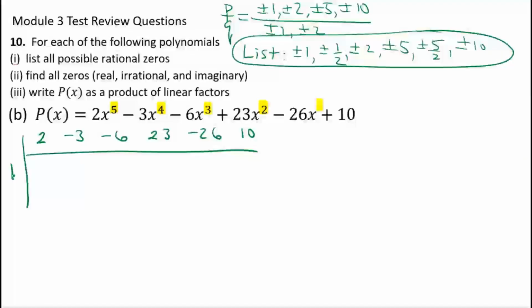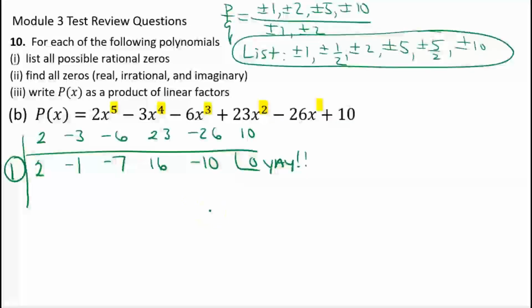I always check positive 1 first. So 2 comes down directly. 1 times 2 is 2, plus -3 is -1. 1 times -1 is -1, plus -6 is -7. 1 times -7 is -7, plus 23 is 16. 1 times 16 is 16, plus -26 is -10. 1 times -10 is -10, plus 10 is 0. Y'all, that's awesome. We already have a 0. X equals 1. Do you want to continue this table checking numbers?